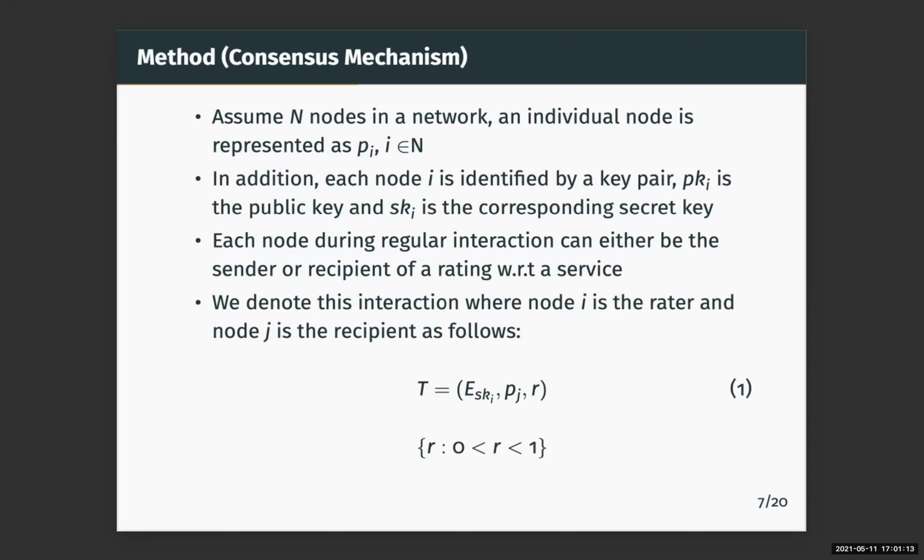So each transaction is usually encrypted, and it is going to contain a reputation value and then the public key for the recipient of this particular rating. So this is encrypted by the secret key of the sender, and then the public key of the recipient is added as part of the transaction inputs, and then the reputation rating, and all this information is used to generate a transaction output.